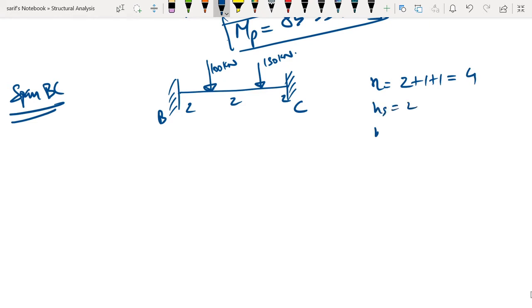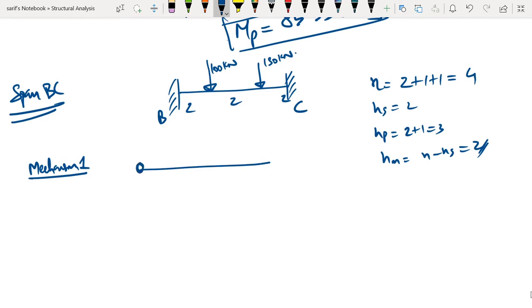Static indeterminacy is 2. The number of plastic hinges required to form a mechanism will be 2 plus 1, that is 3, and the number of possible mechanisms will be n minus ns, that is 2. That means we have to consider two mechanisms here. So let us consider mechanism number 1. A plastic hinge is forming at B, another at C, and then a plastic hinge under the 100 kilonewton load. This is our first mechanism.